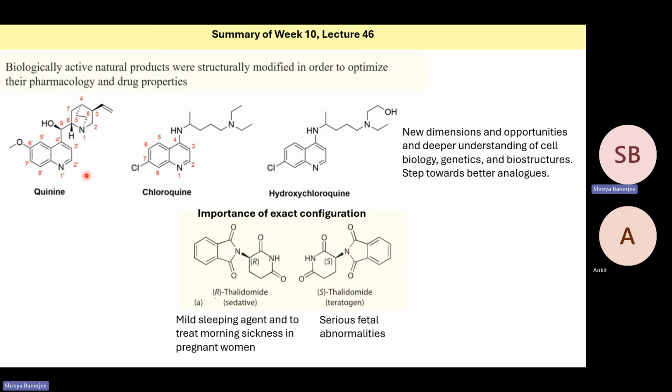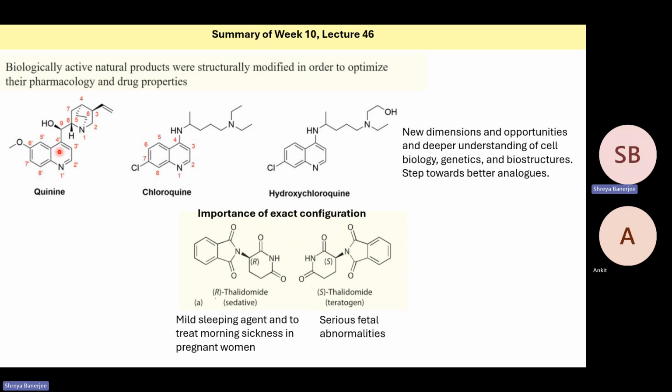Now, what we know is that from these classical therapeutic agents, so you have the quinine, which was discovered from nature, and these biologically active natural products were structurally modified in order to optimize their pharmacology and drug properties. So quinine was structurally modified into chloroquine, where you have a chlorine group, and then also this six-membered ring was kind of opened up, and there was a further modification called hydroxychloroquine, where in the chloroquine at the end of this moiety, an OH group was added.